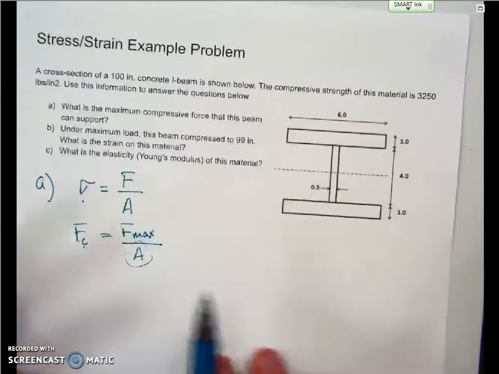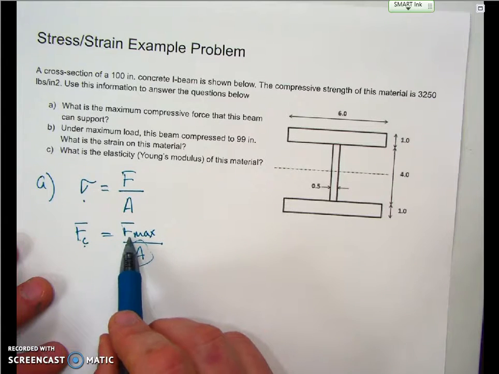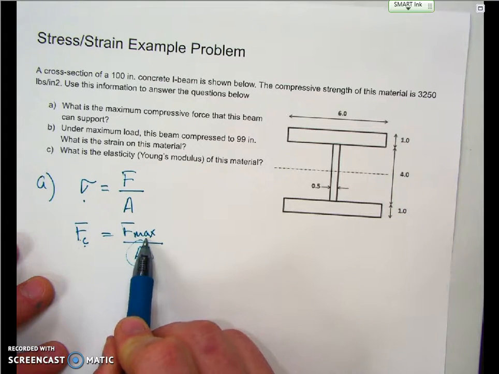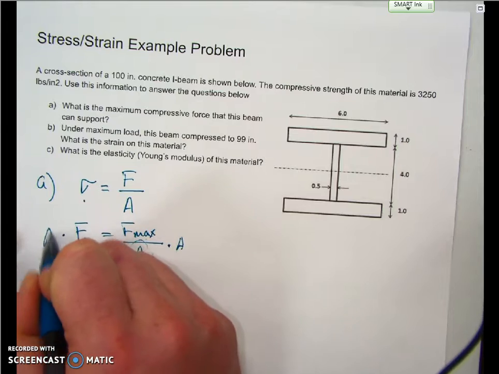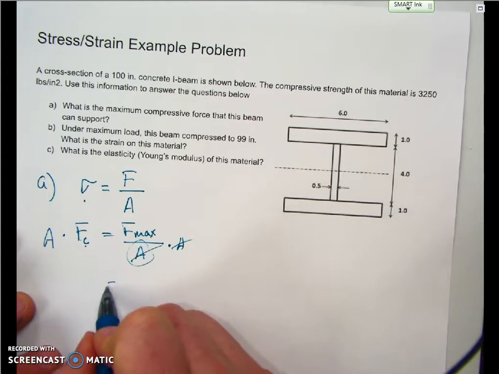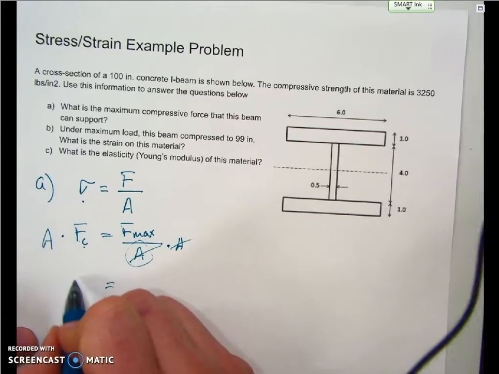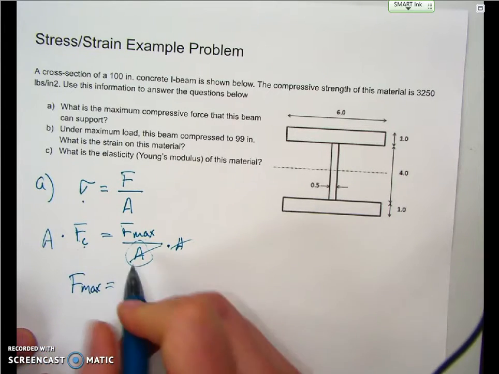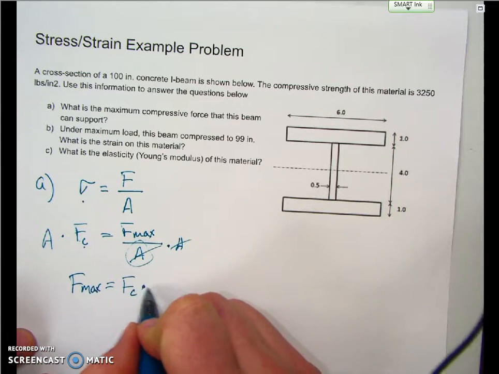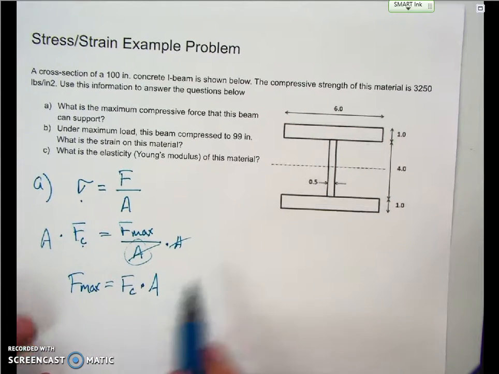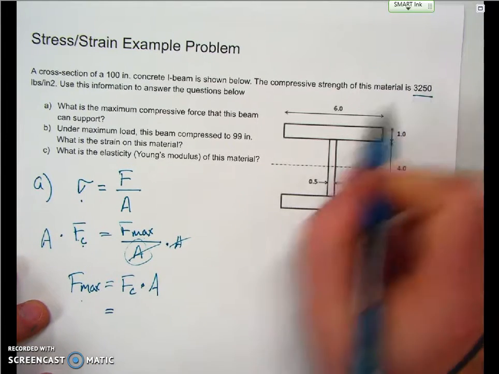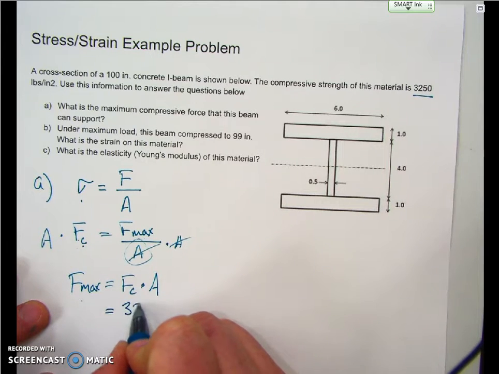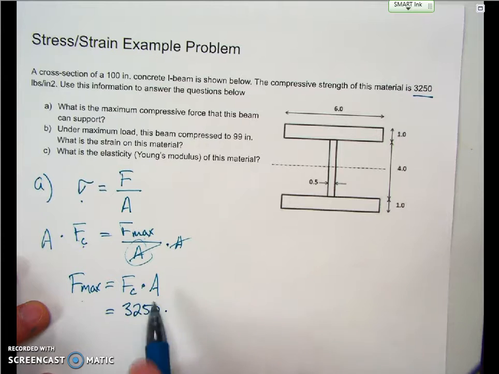Let me go ahead and solve this equation a little bit, because we want to solve for F max. That's the maximum force this beam can support. If I multiply both sides by A, it's a pretty easy equation to solve. A cancels out, and let me flip these sides of the equation. F max is equal to FC, the strength of my material, times the cross-sectional area. So I'm trying to figure out what F max is. I know that the compressive strength of the material, that's a number that's given, is 3,250 times, I need to figure out what my area is.